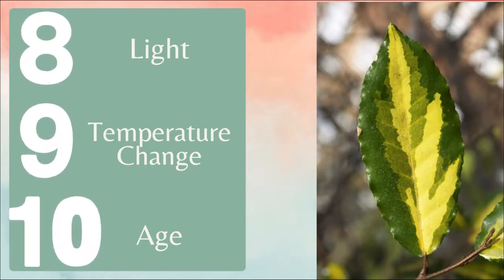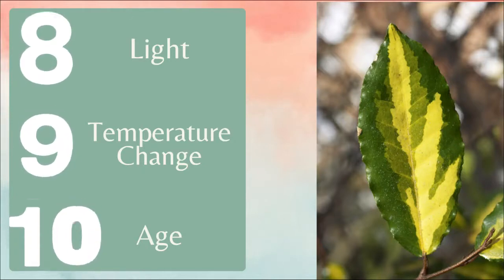Temperature change, we've had the freezes, so I don't have to explain those leaf changes. And age, some plants just get older, their leaves start getting yellow, and then they drop when they get older.